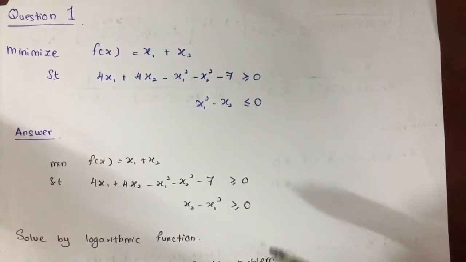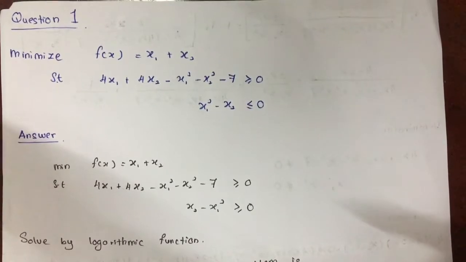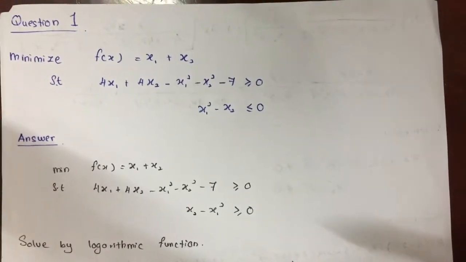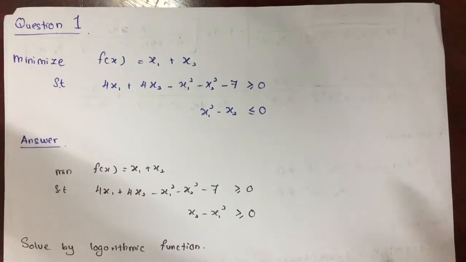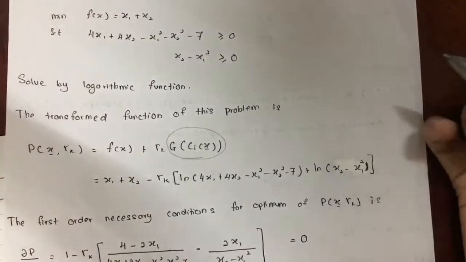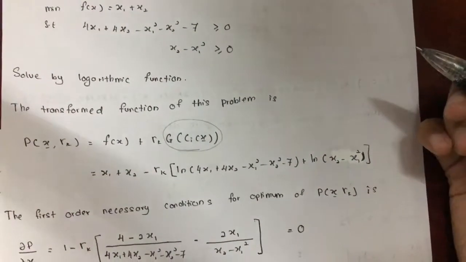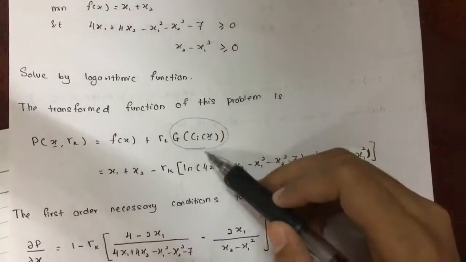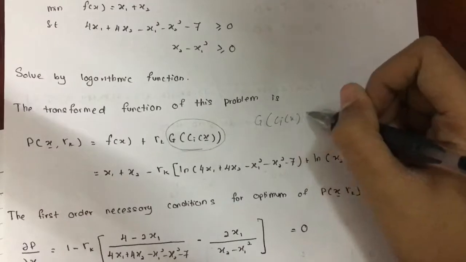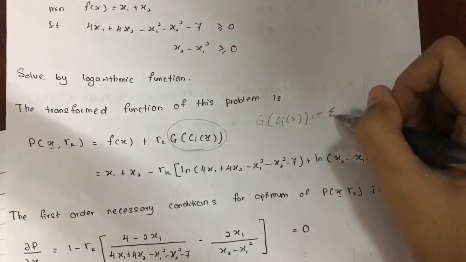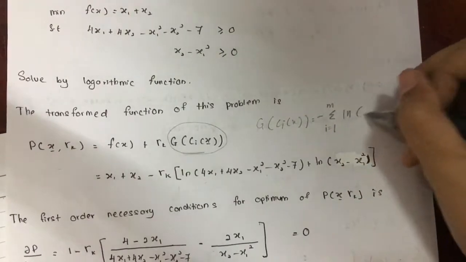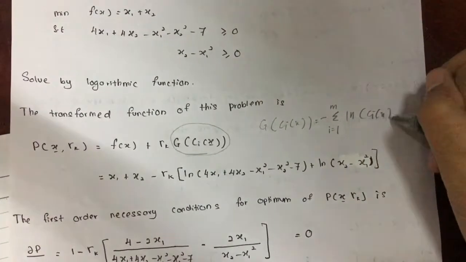So there are two methods actually. First is the reciprocal function and the logarithmic function. So we choose to use the logarithmic function to solve SUMT, and we choose the G constraint as this one: negative summation i equals 1 to m of ln of the constraint.